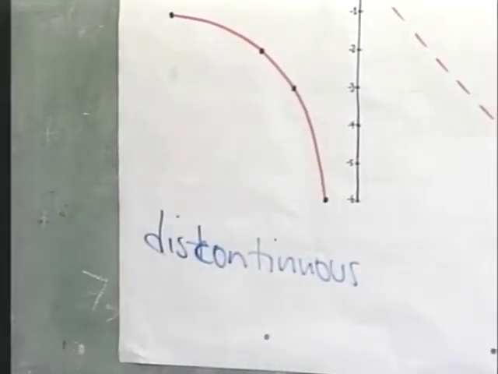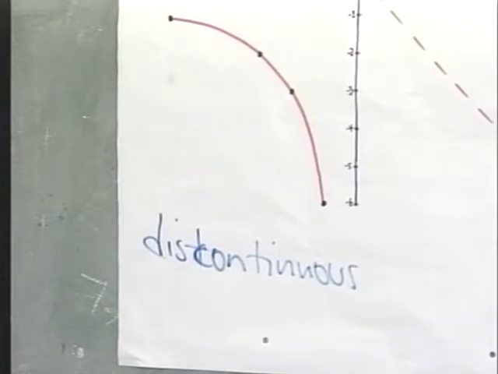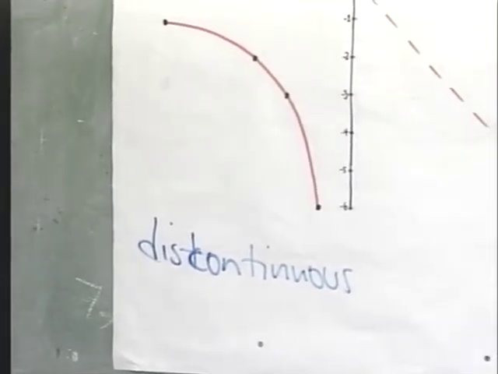How do you spell discontinuous? Did I miss an E somewhere? Okay, but the graph is discontinuous.